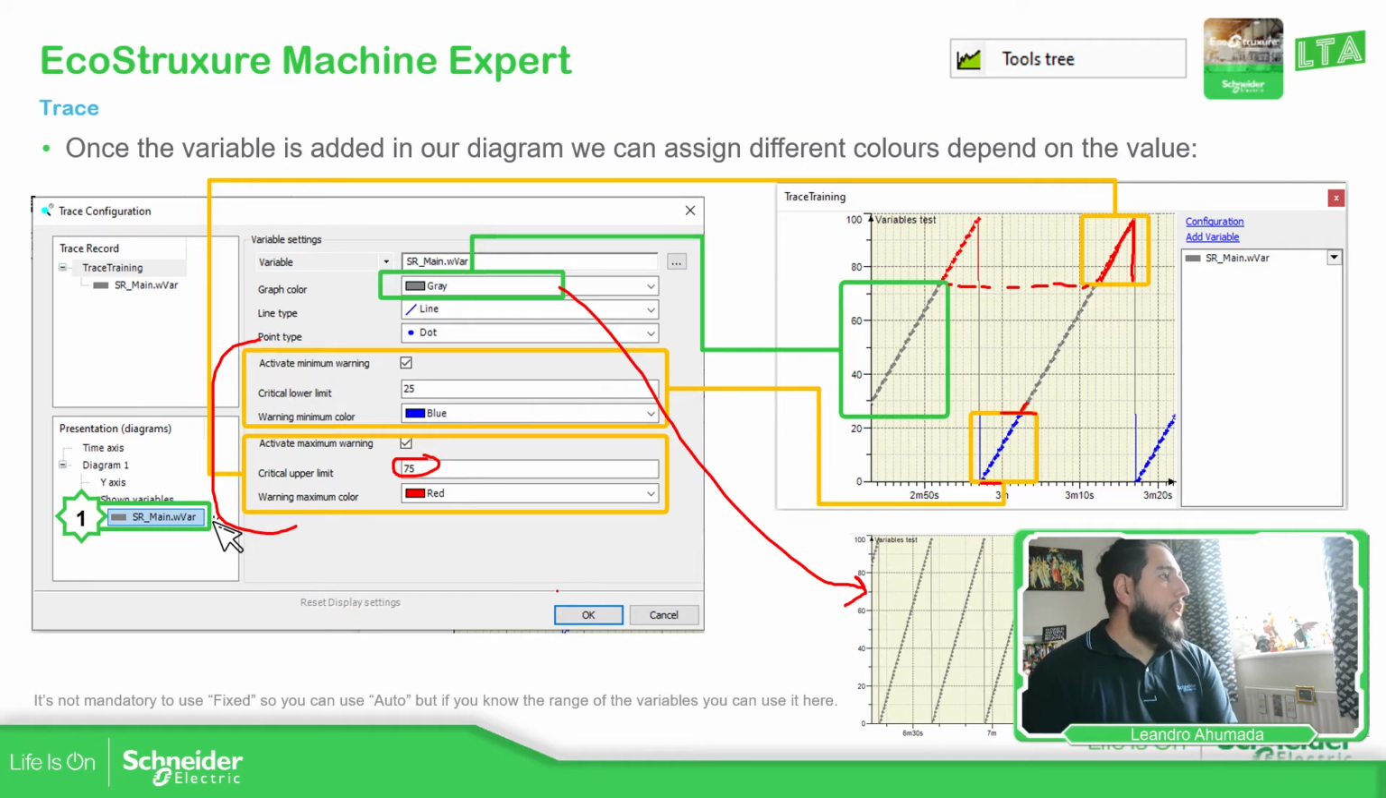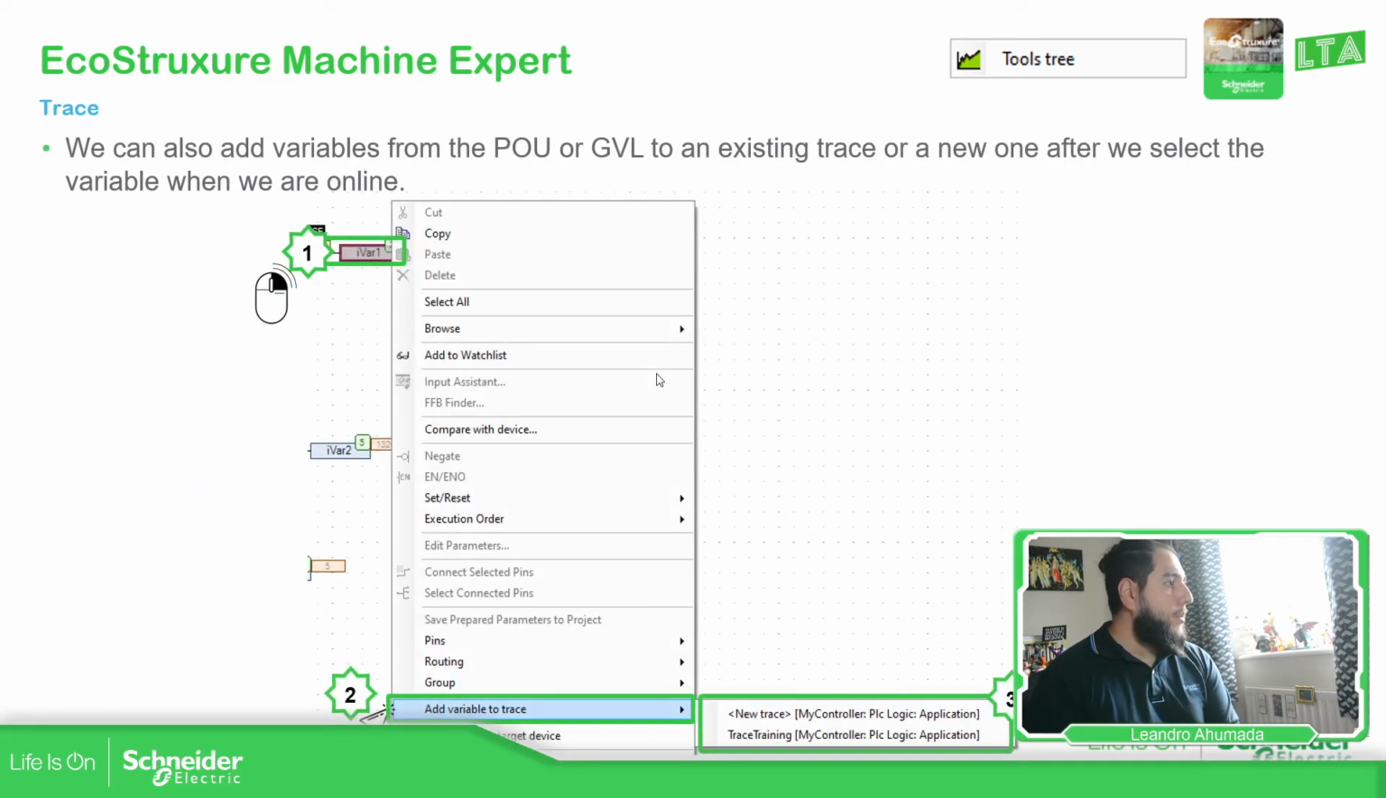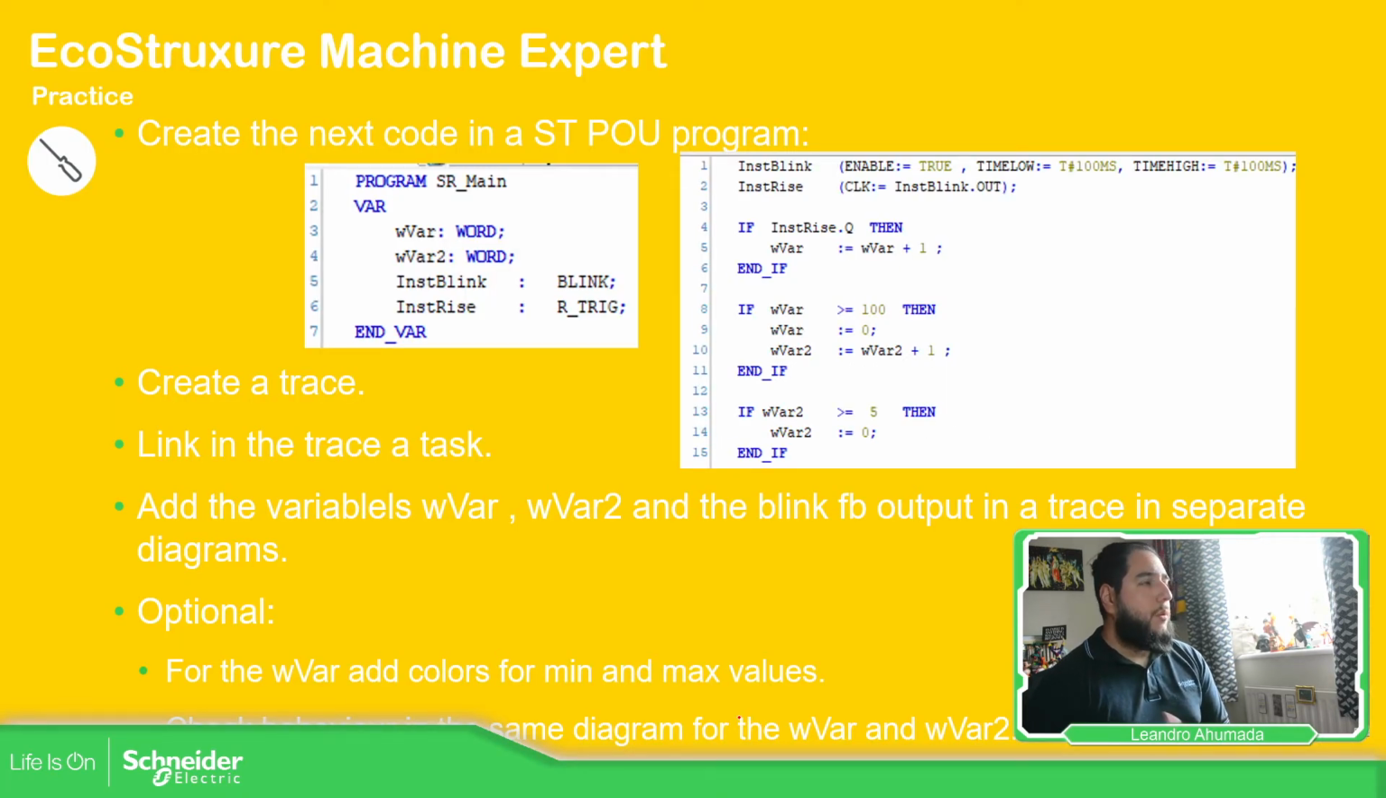Okay, then, this is another way. So far I explained how to configure the trace, how to make it look as you want, and then how to add a variable. But there is another way to add a variable. You just go into the code that you have, right click into the variable, and then you have this option, add variable to the trace. And if you have more than one trace, you can select, or you can create a new trace for your controller. So what I want you to do is to work on this application.